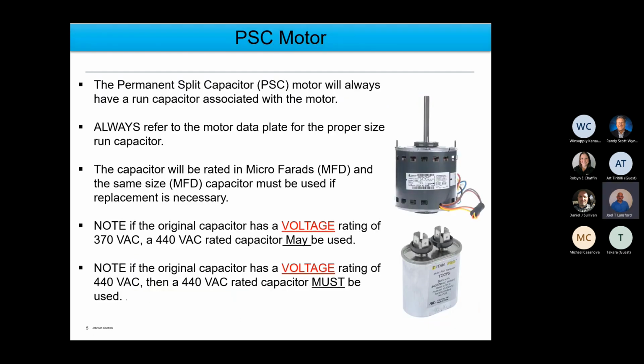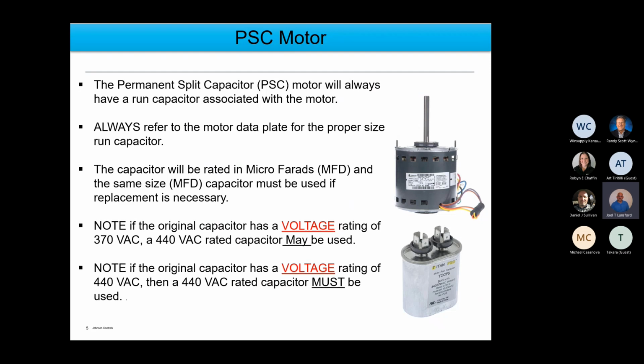So let's start out with the PSC motor. The PSC motor is a permanent split capacitor motor, and it will always have a run capacitor associated with the motor. So as you take a look at this motor, let's say a contractor is looking at it, he's going to be interested in various things about this motor. He's going to want to know what size capacitor goes with the motor, the rotation and the horsepower and all that kind of stuff. We'll talk a little bit more about that later.